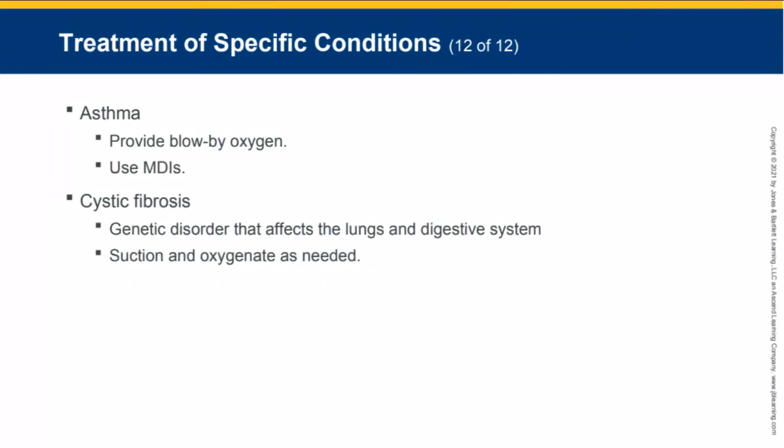Cystic fibrosis. All right, so this is a genetic disorder that affects the lungs and digestive system. This predisposes children to repeated lung infection. In this sort of disease, the mucus, the body secretions, are normally thick. So of course, if this thick mucus goes in the lung, it can trap bacteria, white blood cells, and cause an infection. Symptoms range from sinus congestion to wheezing and asthma-like complaints. You would suction and oxygenate as needed.